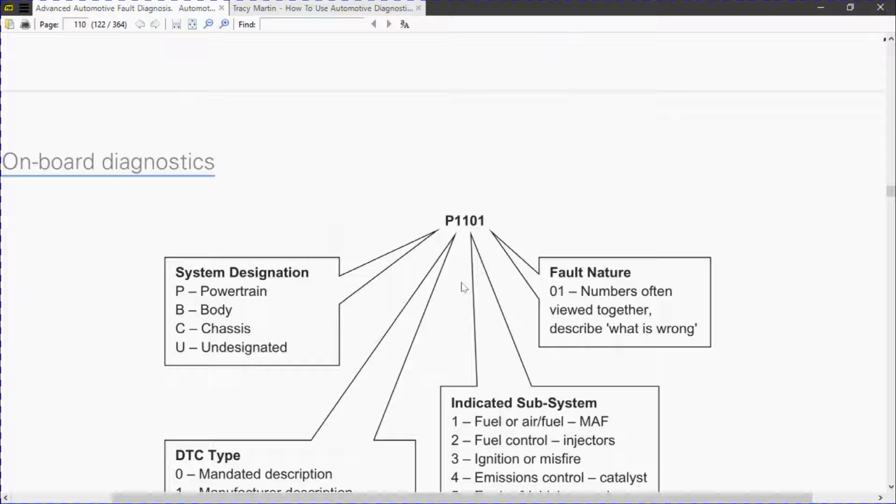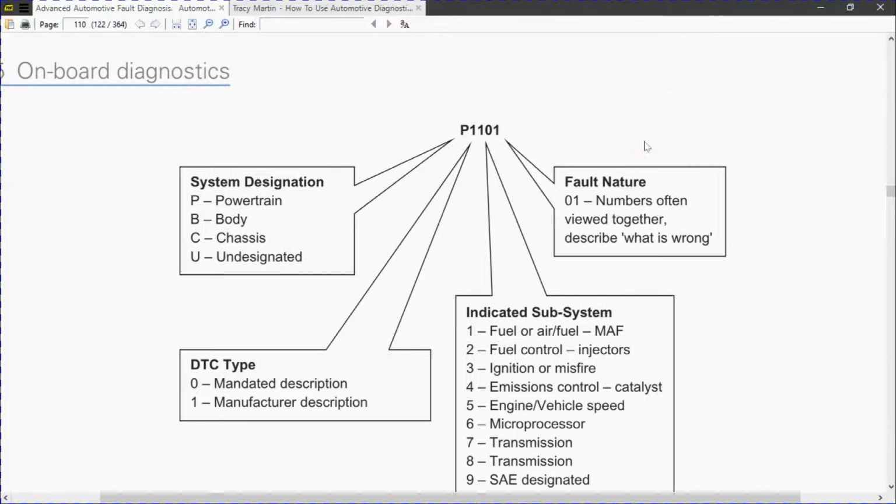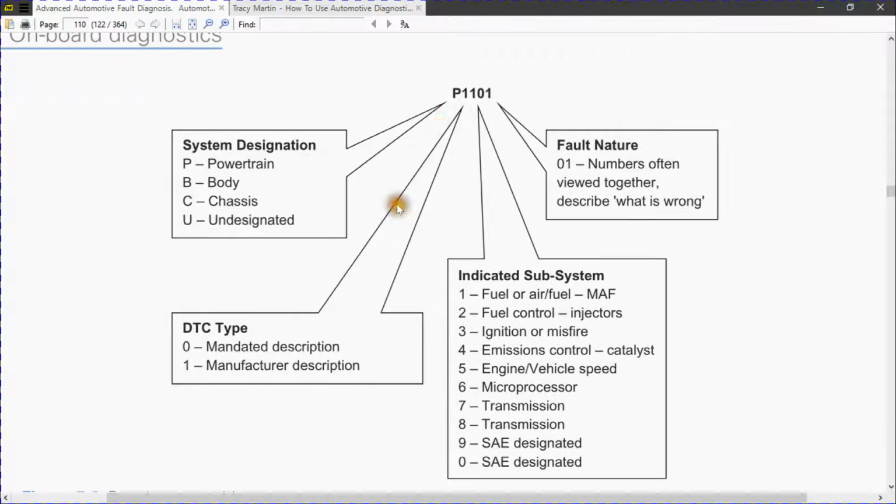Then we search on the web and learn that this code means it has some kind of specific problem. So what does this actually mean? P, then 4 digits: first an alphabet letter and 4 digits. The first letter is the system designation. P for powertrain, B for body, C for chassis, U for undesignated.